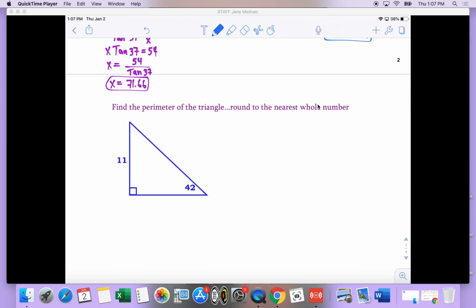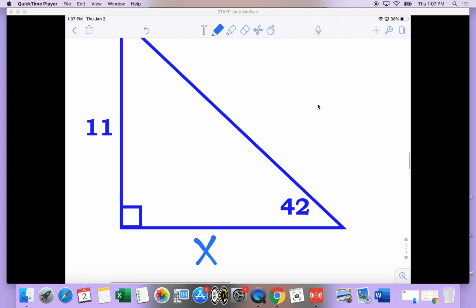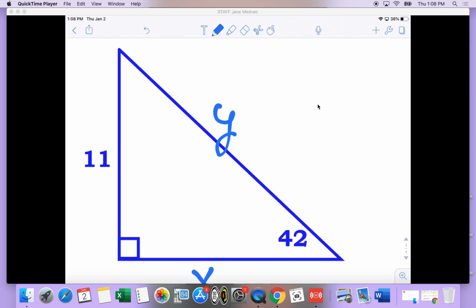This is a type of ACT question that you would have. You need to find the perimeter of the triangle and round to the nearest whole number. So if we are doing perimeter, what are we finding? The outside, the distance around, okay? So I got an 11, which is great, but I am missing, let's call this x, and let's call this y. I need those pieces too to be able to find the perimeter.